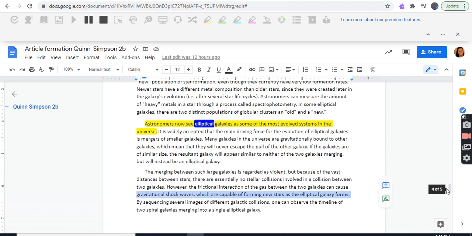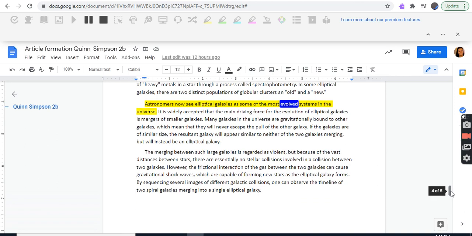Astronomers now see elliptical galaxies as some of the most evolved systems in the universe. It is widely accepted that the main driving force for the evolution of elliptical galaxies is mergers of smaller galaxies. Many galaxies in the universe are gravitationally bound to other galaxies, which means that they will never escape the pull of the other galaxy. If the galaxies are of similar size, the resultant galaxy will appear similar to neither of the two galaxies merging, but will instead be an elliptical galaxy.